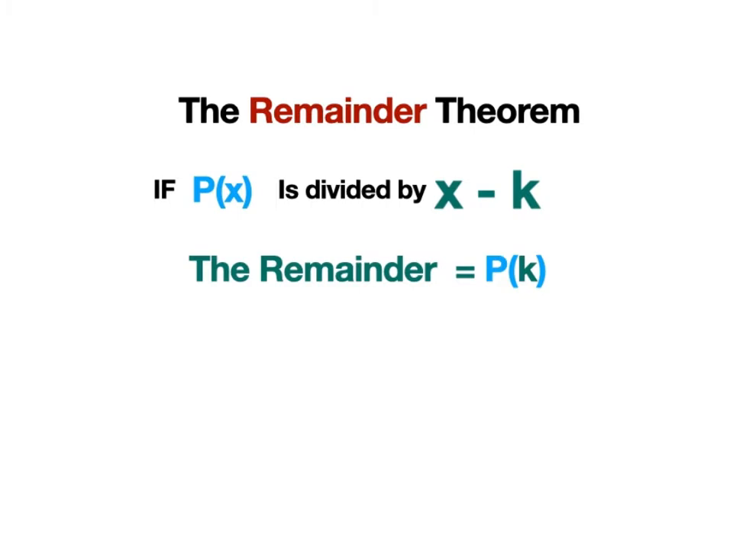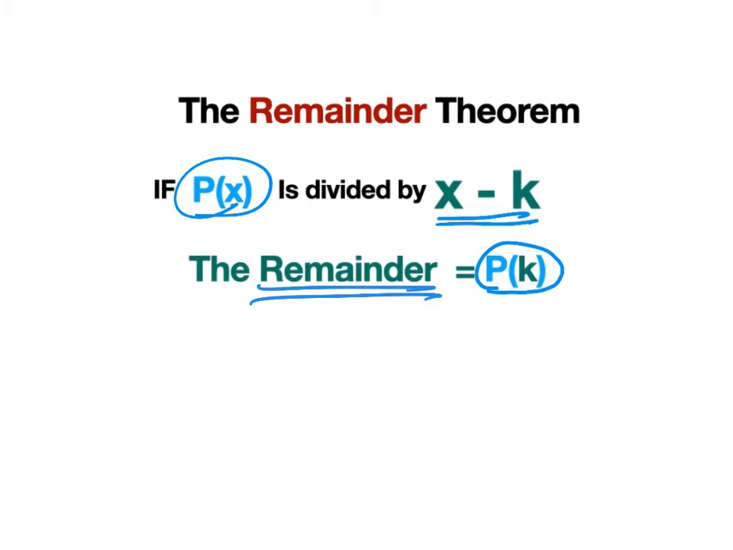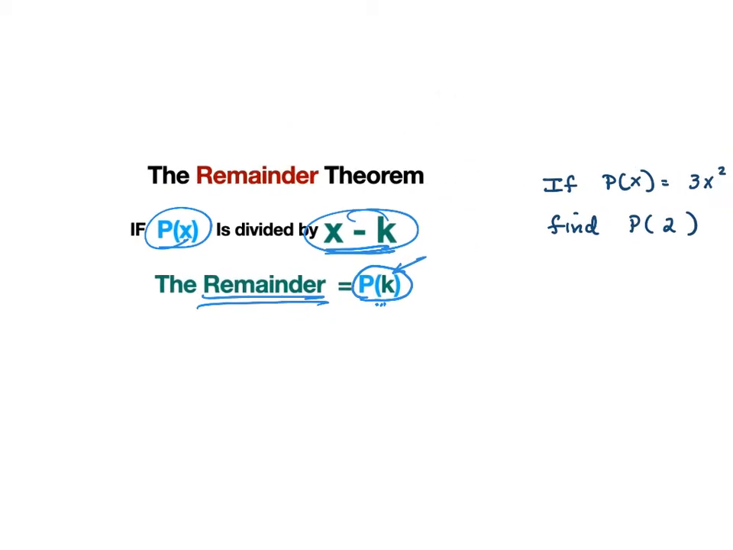There we go. And so it says if you want to find the p of k, all you have to do is look at the remainder when you divide by x minus k. So if I take a polynomial, p of x, divided by x minus k, the remainder is the value of the function at that k. Let's look at how this works with numbers.